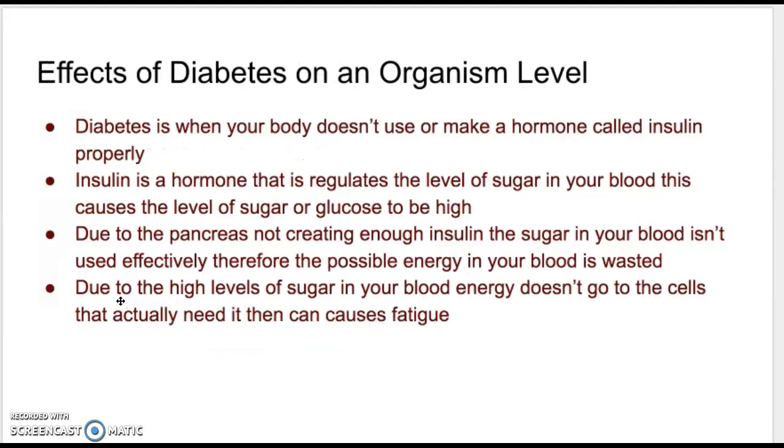Diabetes happens when your body doesn't use or produce a hormone called insulin. Insulin is a hormone that regulates the level of sugar in your blood. This is produced by the pancreas, which, if it doesn't make enough or if it makes too much insulin, you won't have energy because the excess energy isn't going to the needed cells and the energy you don't have isn't going to the needed cells as well, which can cause fatigue.